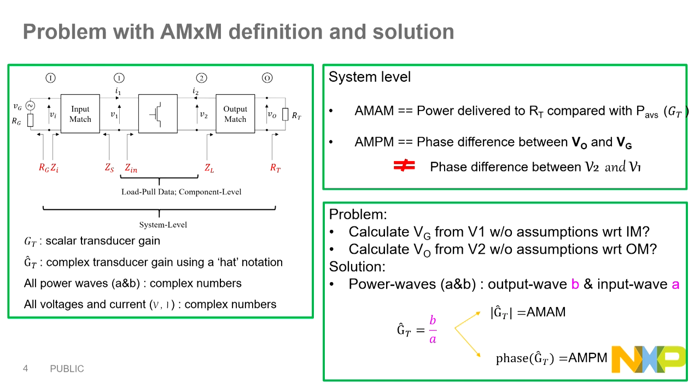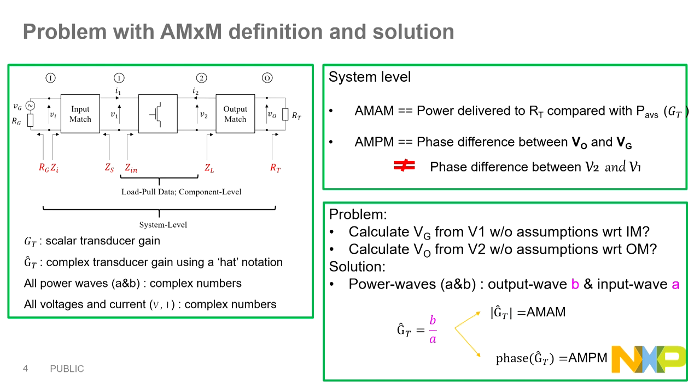Then here's the problem. How can we get the V_G from the measured V1 without any assumption on the input matching network? The same question is, how can we calculate the V_O from the V2 without an assumption on the output matching network? We may argue that, okay, I have my V2 information and my output matching network, it's a constant phase shift. That is true. But when you look at the input side, you have V1, but when you calculate the V_G or V_I, you have to consider the input impedance of the device, and that is device dependent, which can be very nonlinear.